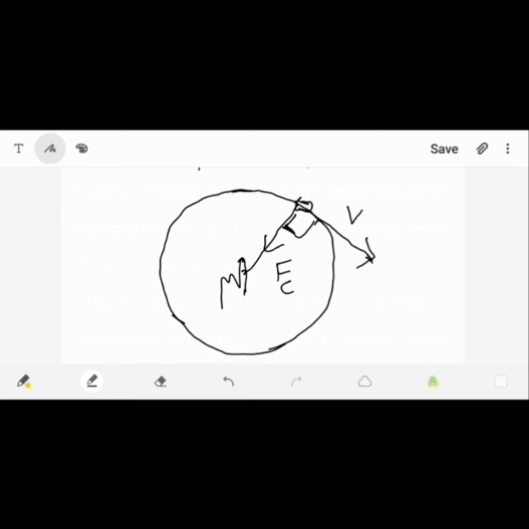Number three, it is a vector quantity represented by Fc. In SI, its unit is Newton. We have discussed the characteristics of the centripetal force. I am revising once again.